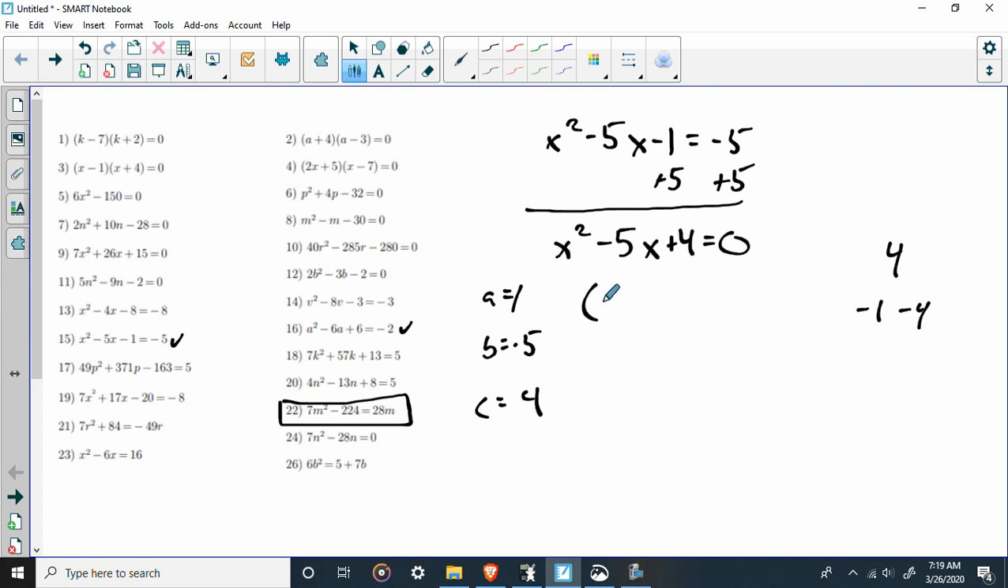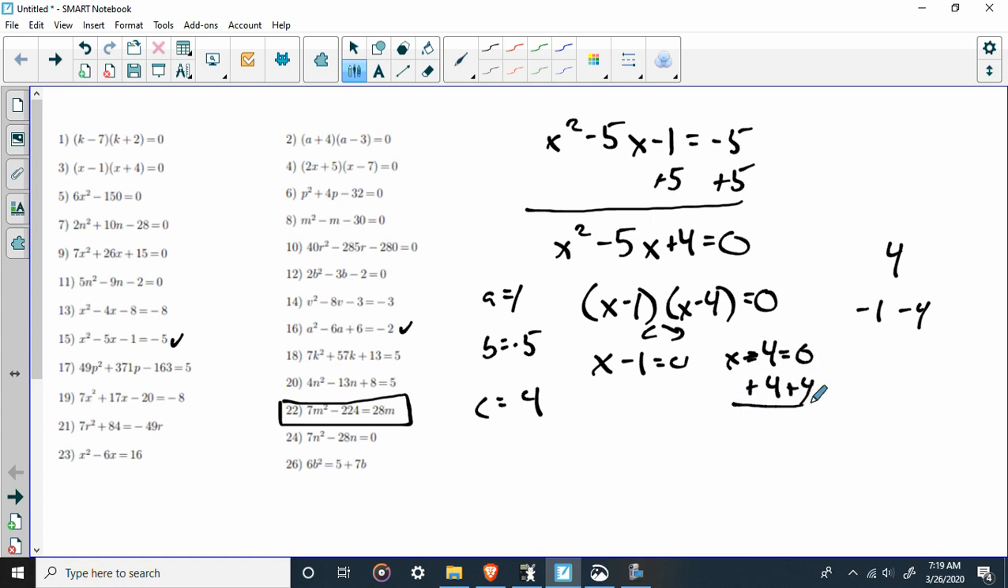So what do we got? We have x minus 1, x minus 4 is equal to 0. And so what are we going to do? Let's split that thing into 2, because again, their product is equal to 0. X minus 1 is equal to 0. X minus 4 is equal to 0. And again, what are my answers going to be? 4 and 1. Okay? All right, I'm going to do number 16, and then we'll be done.